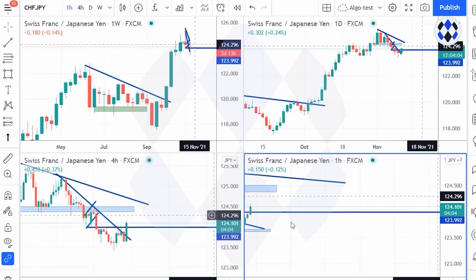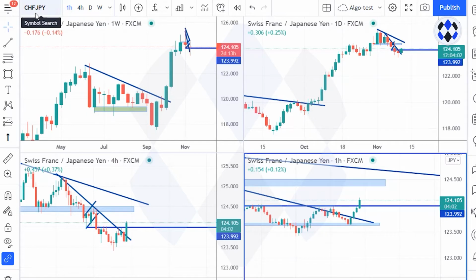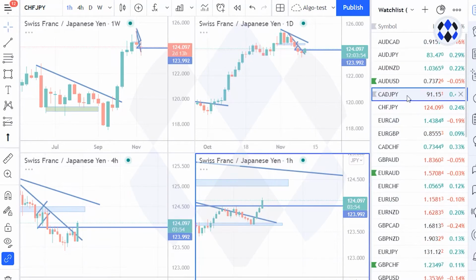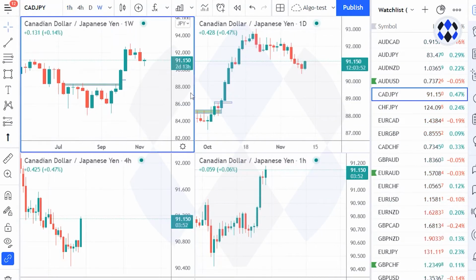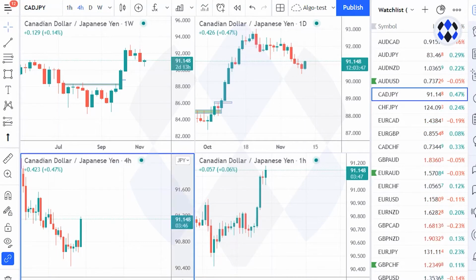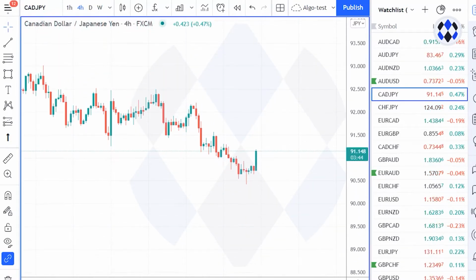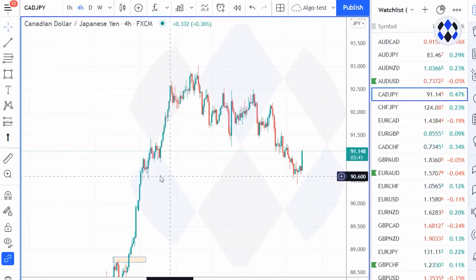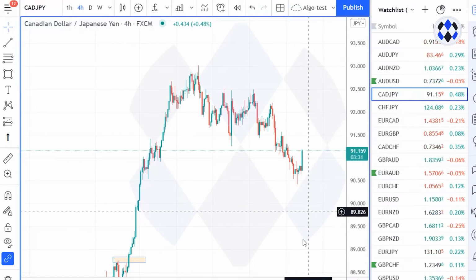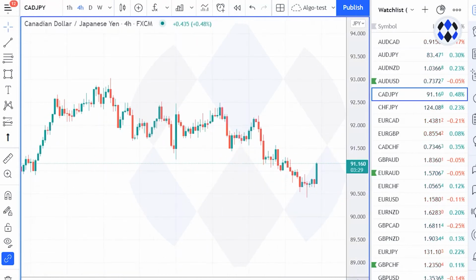Alright, if we're looking at some of the other pairs, we can see that we have the long CAD yen. If we're just finding that one here, CAD yen coming up here, the exact same picture. It is moving downwards, finding some support, and looking at the 4-hour time frame, well, it doesn't look too tempting. Yes, there might be some support here, but until we see some definite move up here, some retracement, I will not be taking a long in the CAD yen, not as of right now.